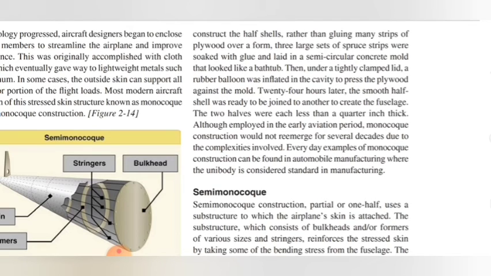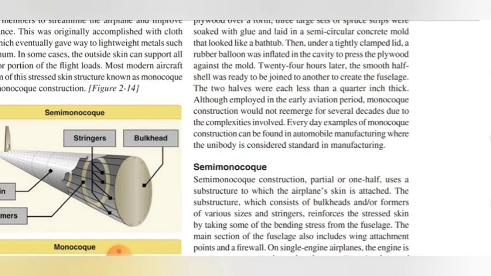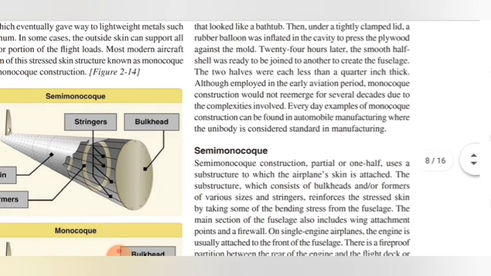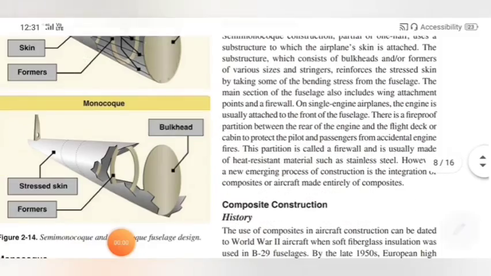Then, under a tightly clamped lid, a rubber balloon was inflated in the cavity to press the plywood against the mold. Twenty-four hours later, the smooth half shell was ready to be joined to another to create the fuselage. The two halves were each less than a quarter-inch thick. Although employed in the early aviation period, monocoque construction would not re-emerge for several decades due to the complexities involved. Everyday examples of monocoque construction can be found in automobile manufacturing, where the unibody is considered standard.